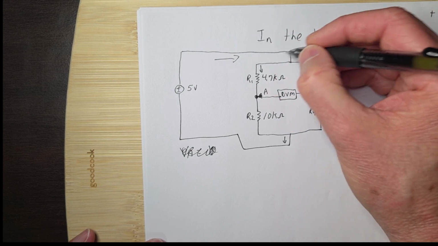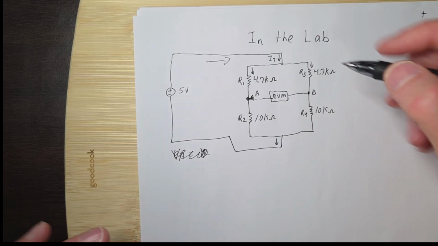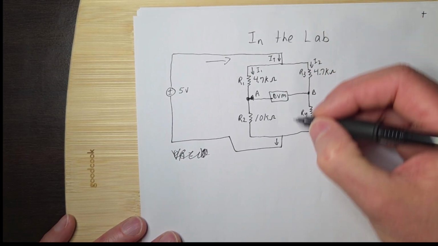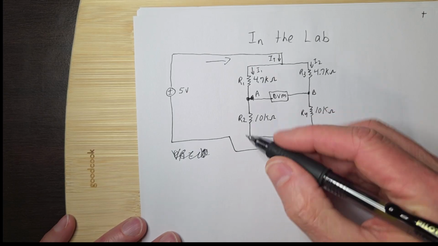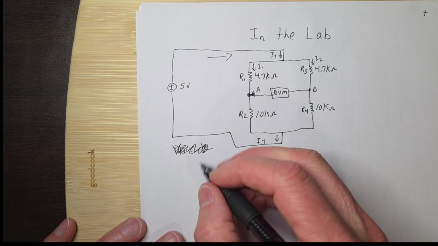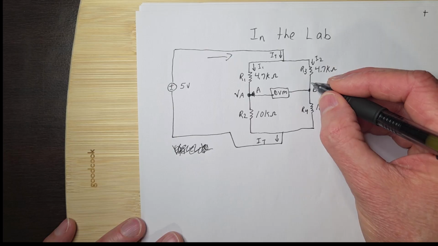This will be IT, of course. I always like to draw these so you understand what's going on. And this we're just going to call I1 and this I2, like before, right? And then it comes out as IT, and then it goes back to the return. Okay, so to get VA, here's VA and here's VB.